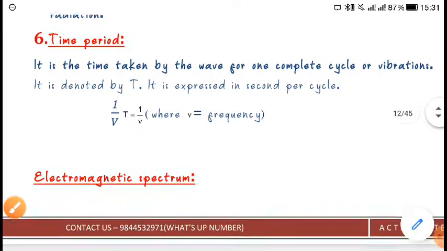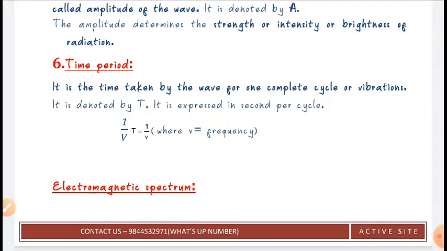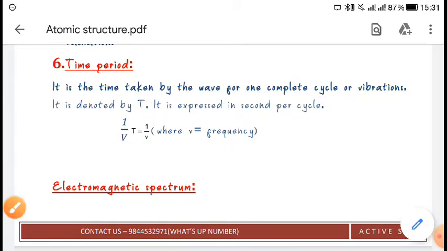After that, time period is what? It is the time taken by the wave for one complete cycle or vibration. You can see it is written here. So this was all about electromagnetic radiations, the electromagnetic wave.